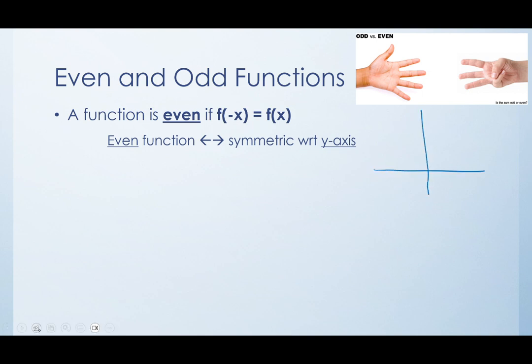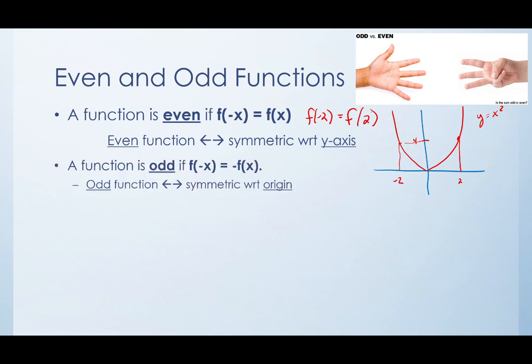So if I've got my graph here, and we'll throw on something that I know is even, which is y equals x squared, all right? If I plug in, let's say 2, I know I'm getting out a y value of 4. And on the other side, if I plug in -2, I'm still getting out that same y value of 4. So we see that in this case, f of -2 has the same output as f of 2.